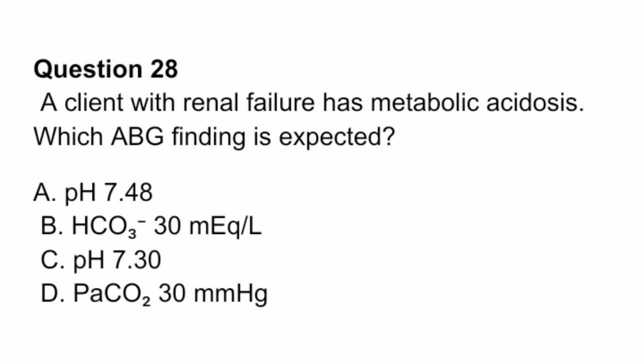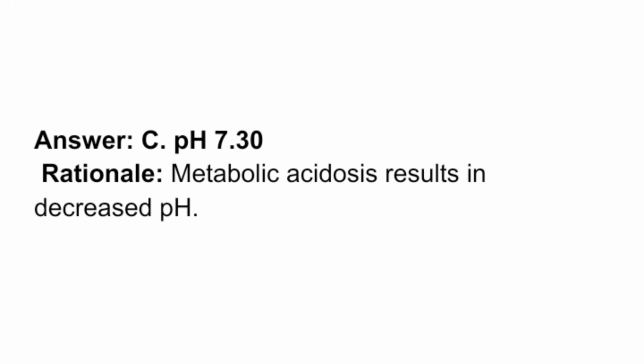Question 28. A client with renal failure has metabolic acidosis. Which ABG finding is expected? A. pH 7.48. B. HCO3 30 milliequivalents per liter. C. pH 7.30. D. PaCO2 30 millimeters of mercury. Answer: C. pH 7.30. Rationale: metabolic acidosis results in decreased pH.